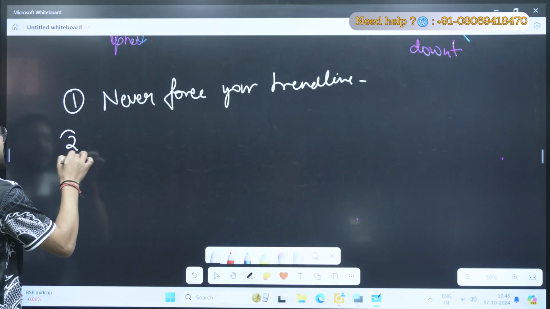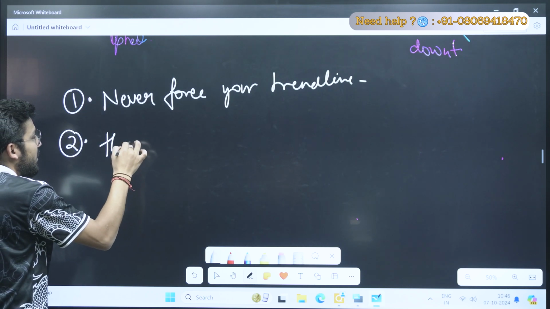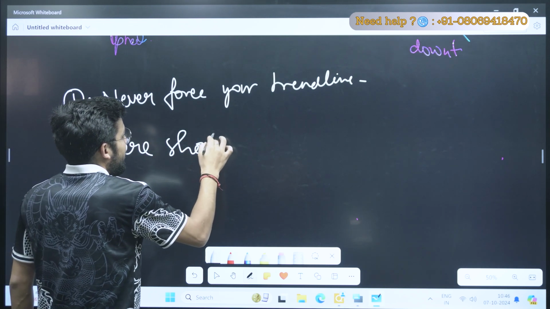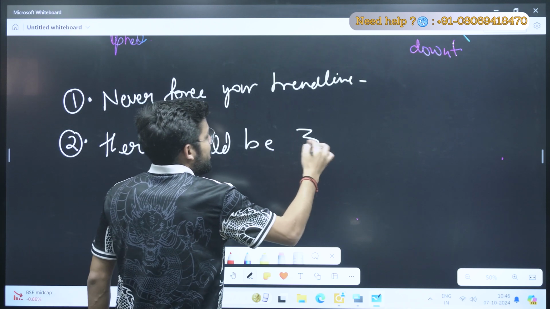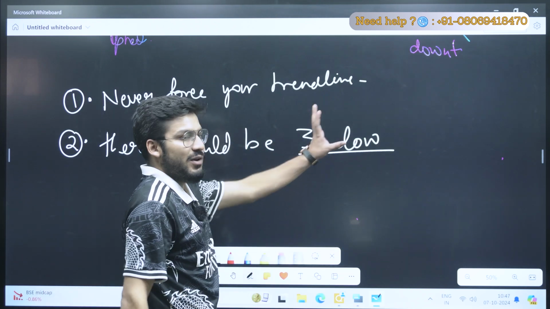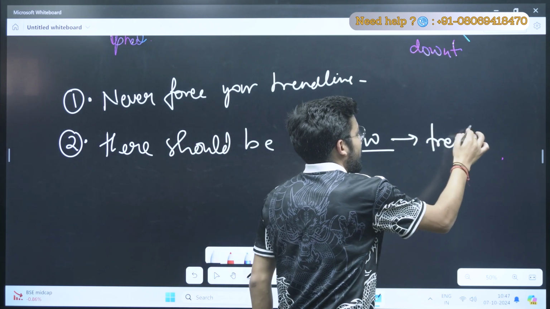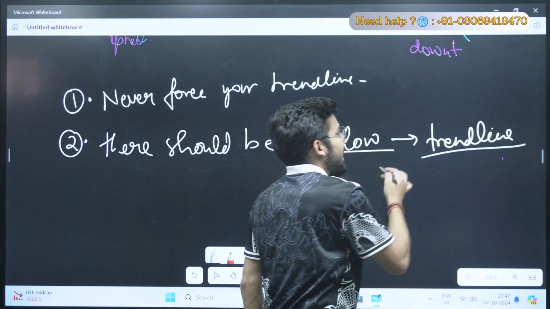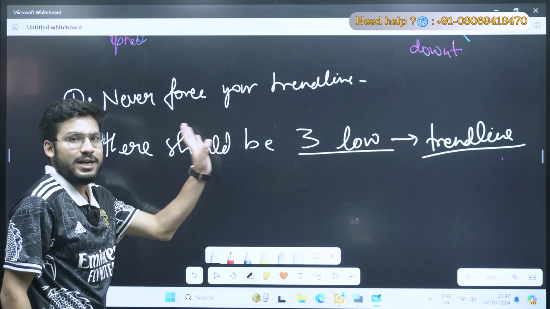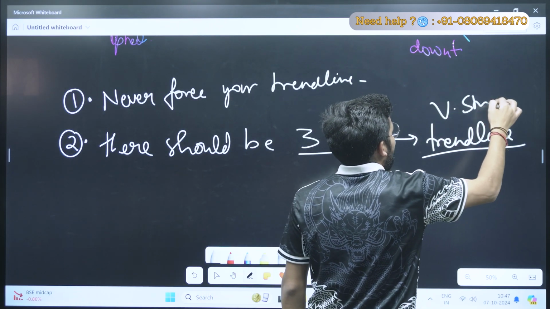The second rule is always count, there should be okay 3 lows, at least 3 lows तो वहां पे बने ही होने चाहिए, ठीक है. So if there will be 3 lows, only then I'll treat it as my trend line, okay. If there are 3 lows, only then I'll treat it as my ट्रेंड लाइन. अगर 3 लोज होंगे, so that we can count it as a very strong trend line, ठीक है.